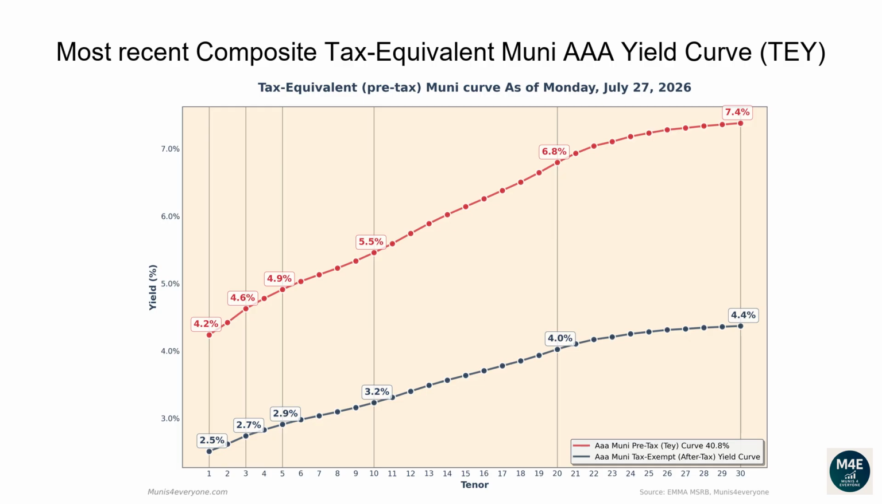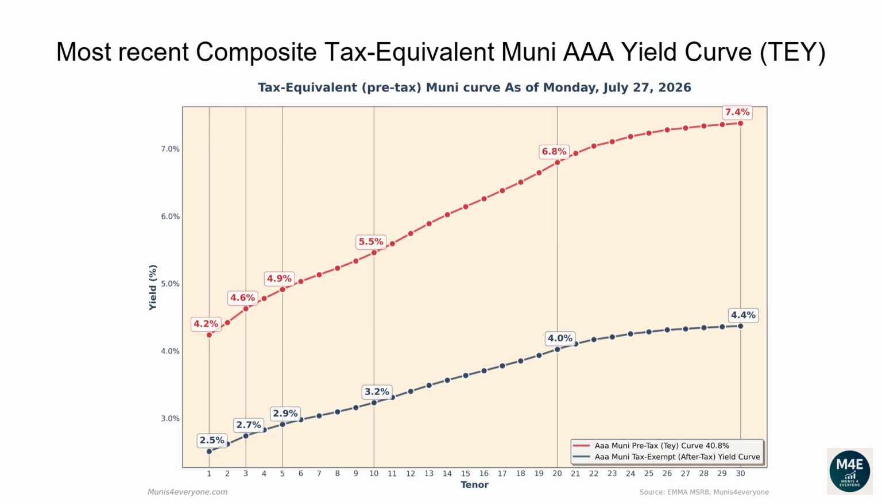Why would you care to see the tax-equivalent version of the Muni yield curve? More on this later. Let's first go over the pre-tax, aka tax-equivalent yield curve. The one-year tax-exempt yield is 2.51%, corresponding to a 4.24% tax-equivalent yield for investors in the top tax bracket.